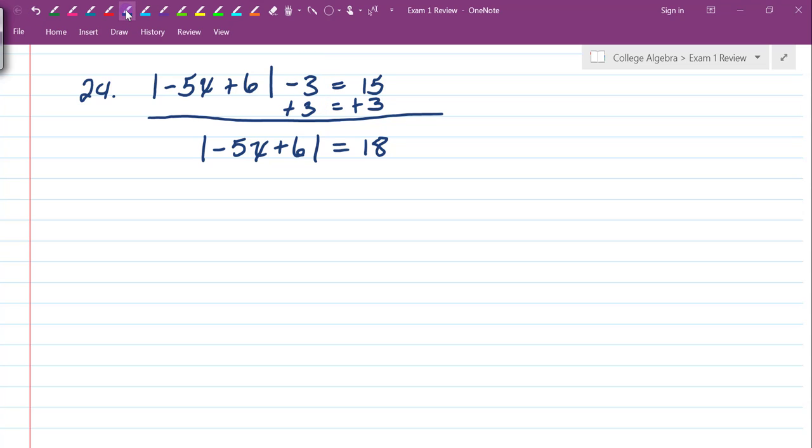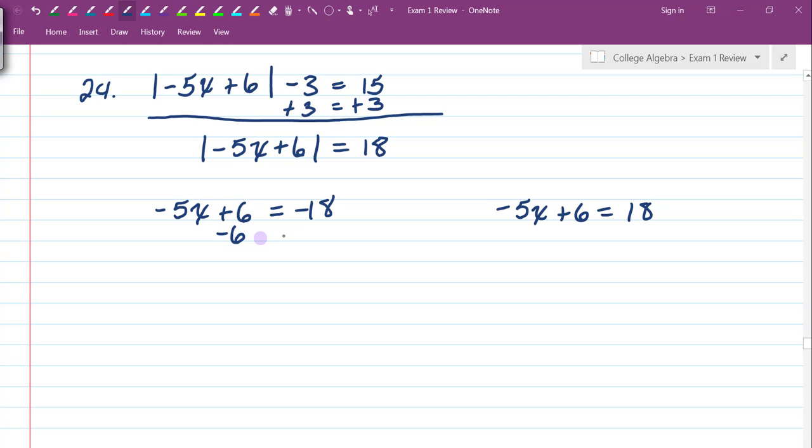So now that we have only an absolute value expression on the left-hand side, we will set it equal to -18 and then positive 18. So -5x plus 6 could equal -18 because the absolute value of -18 is 18. Or we could have -5x plus 6 equals a positive 18. And now we need to solve for both of those.